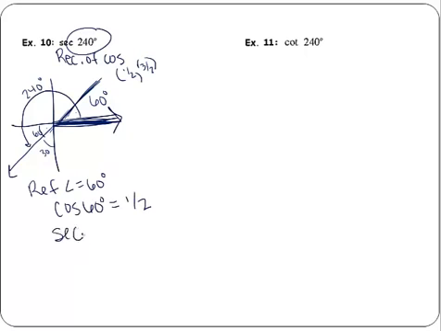I want secant. Secant is the reciprocal, so flip this upside down. 2. Now you got to ask yourself, okay, we're really down here though in this third quadrant. Is this first number here a positive or a negative? It's a negative, so secant of 240 is actually going to be negative 2.